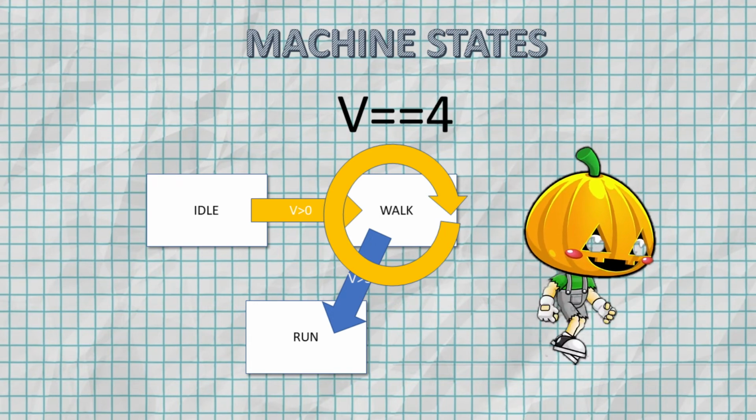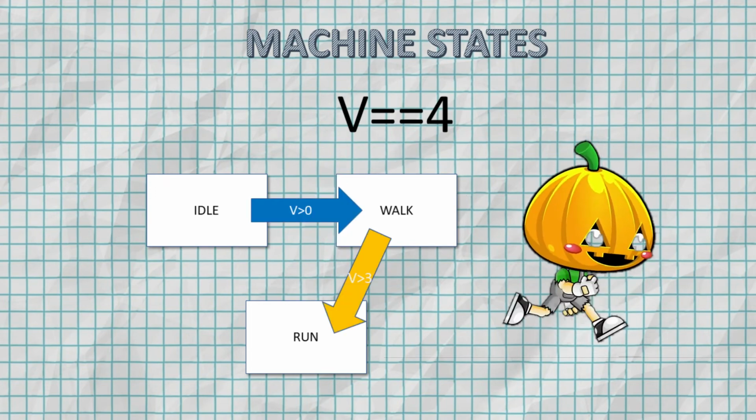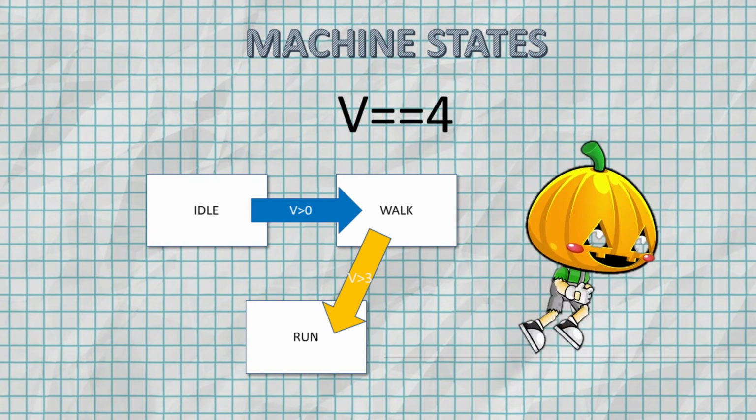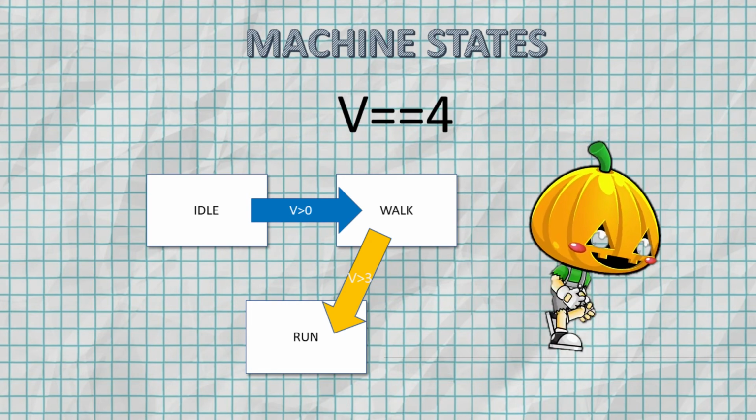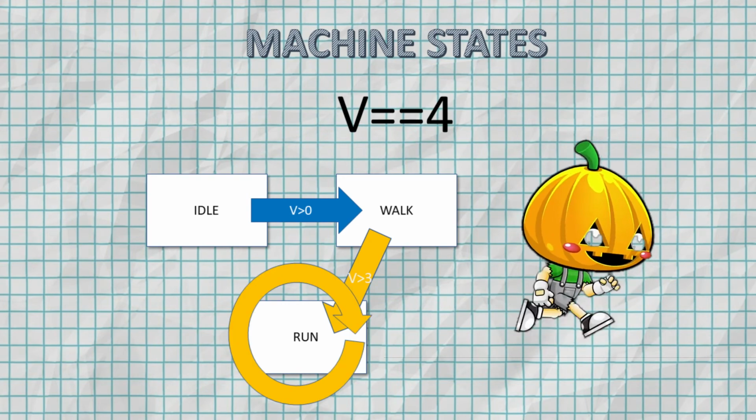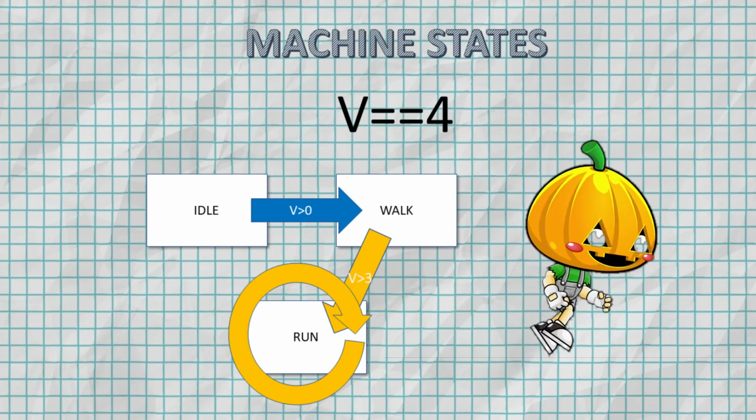If the speed increases to 4 meters per second, then the state machine will move to the run state and the character will start to play the run animation. We cannot go from run to idle, because the system would not allow it, and we would have to go back through the walk state.